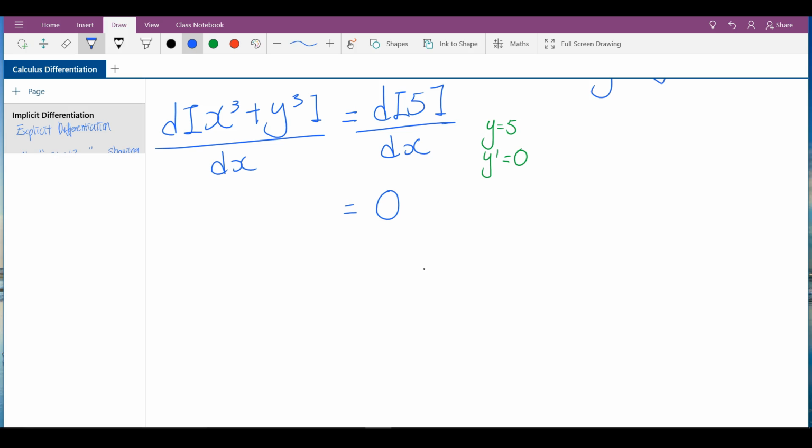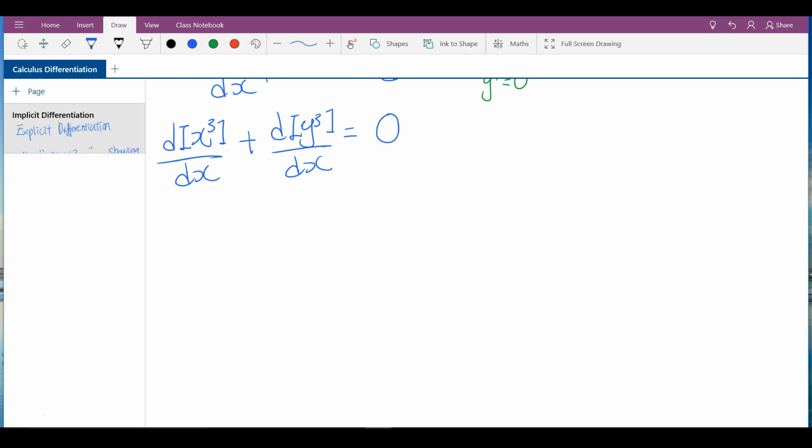Now, it's a bit more interesting on the left-hand side. I want to break this down. I want to distribute the derivative sign into each of the variables. So I want to break it down into this, and then plus this. I just split the expression into two parts. We can do that because there is an addition in the middle. So let's do the first part.